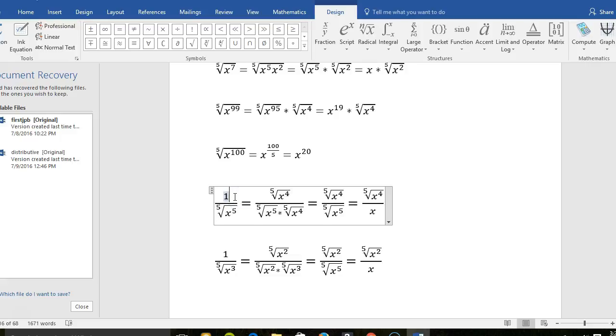Now, here's the question. How do we handle a radical like a fifth root on the bottom? What if it's a root that's not a square root necessarily? What if it's like a fifth root? Well, how do we handle that?